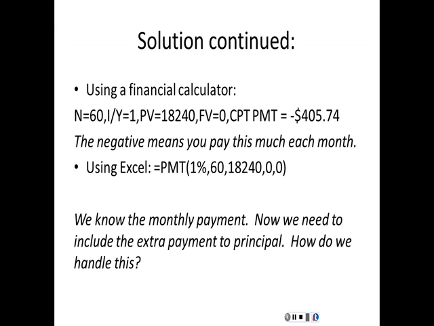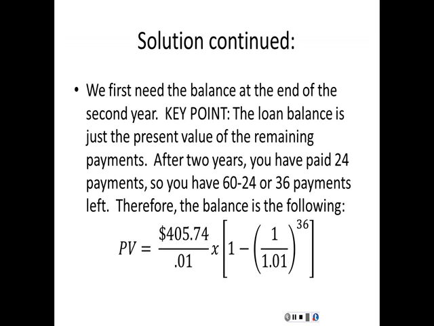Now we're ready to deal with the extra payment of principal. The first step is to determine what the balance on the loan is when Costanza decides to make his extra payment. He says he does it after the second year. So if we think through this, we know that he's made 12 payments in each of the first 2 years, or 24 total payments. If we apply the principle that the balance is the present value of the remaining payments, he has 60 minus the 24 payments he's already made, or 36 payments left.